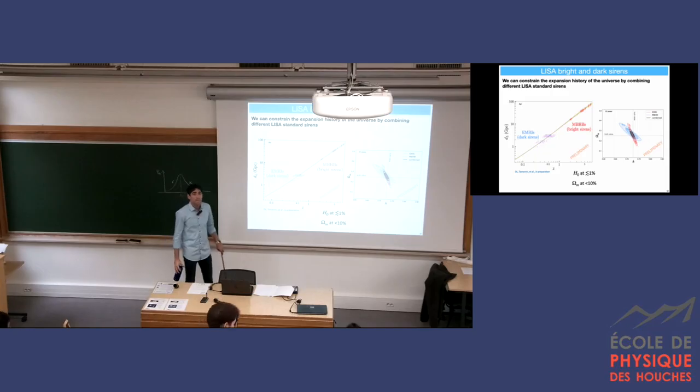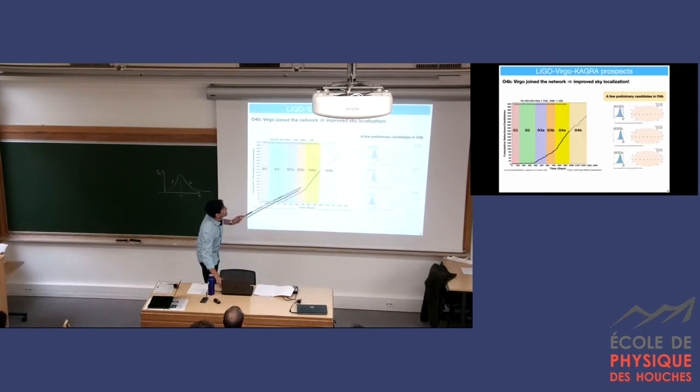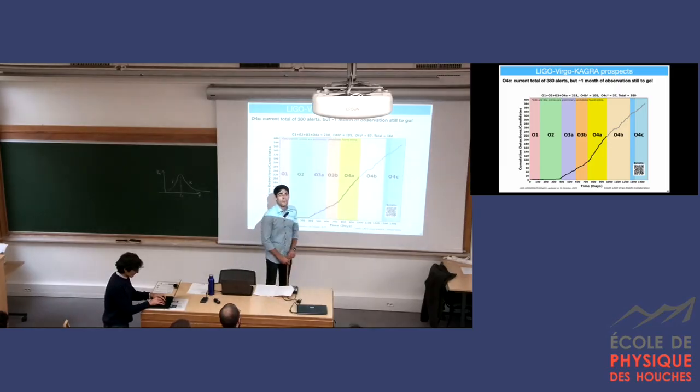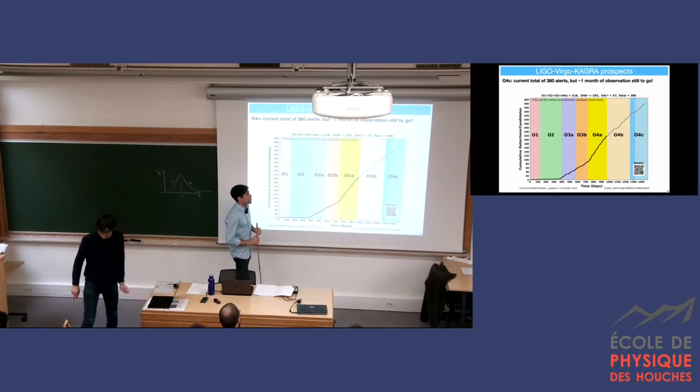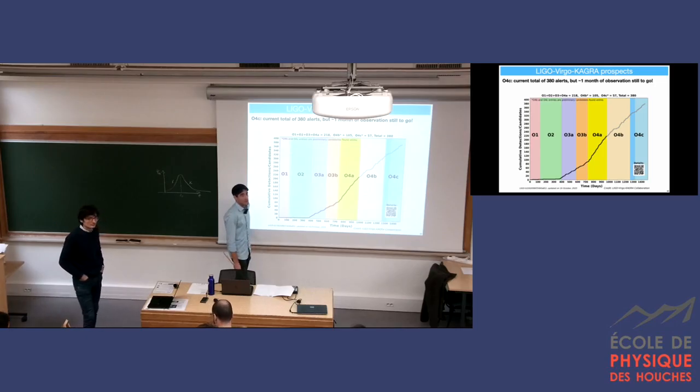Okay, so I have two questions actually. The first one is, I remember that in O4c, the event detection rate was lower than the rest. I think we could see it on the plot that you had. Can you remind me why? I should check this. I think that Virgo had some issues at the detector level. I'm not sure whether it was due to the calibration. I might be wrong. But if I remember correctly, the lowest sensitivity was due to some problems that Virgo was suffering during O4c.